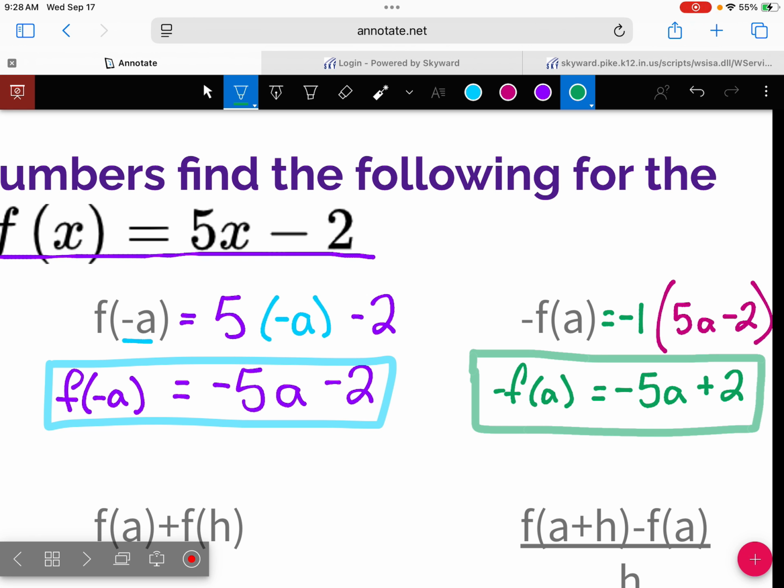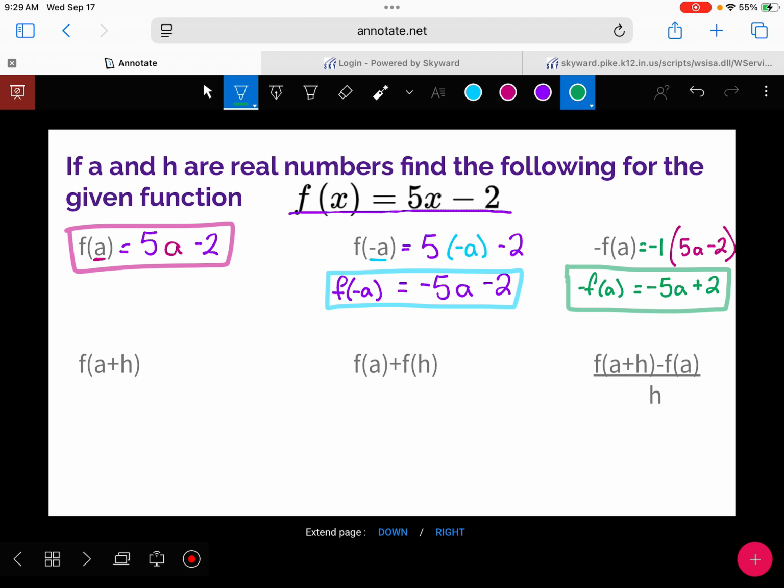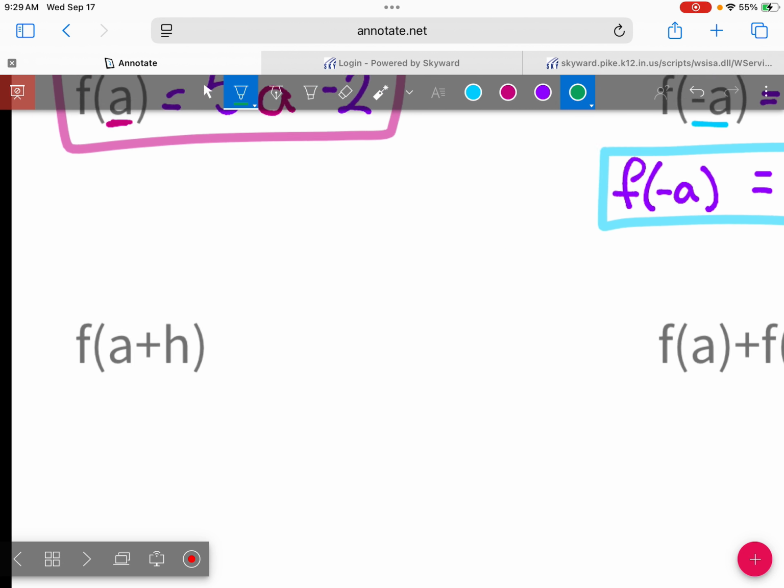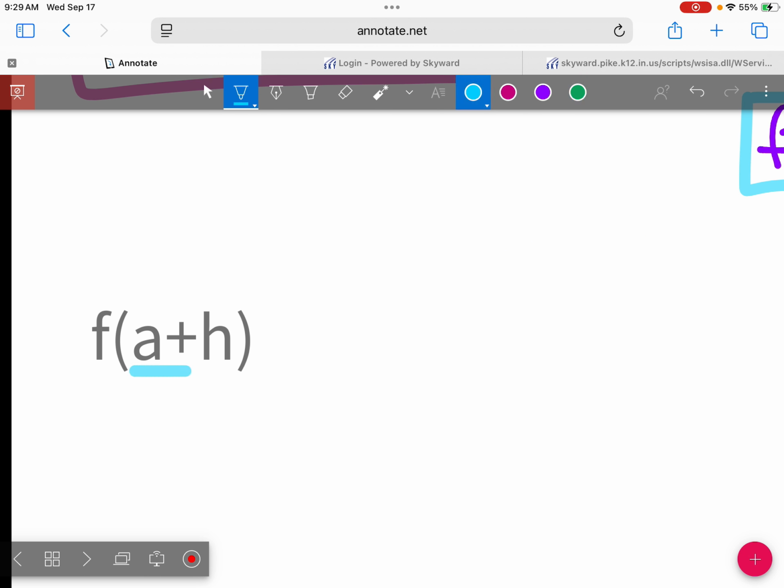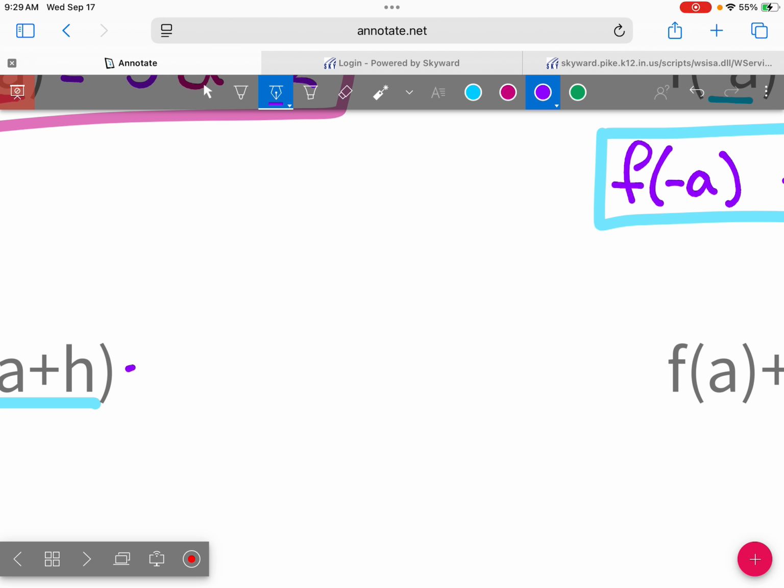Okay. So in this bottom row, we start working with another letter in here. We've got H as well. Means the same thing. We're still working with replacing the X with this piece. So I'm still going to substitute into my equation exactly how we started. Our 5 times A plus H minus 2. Substituting that in place of the X.